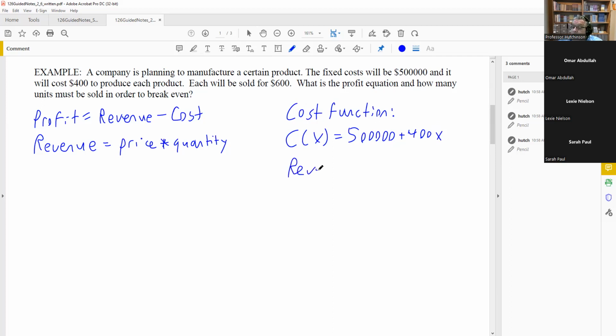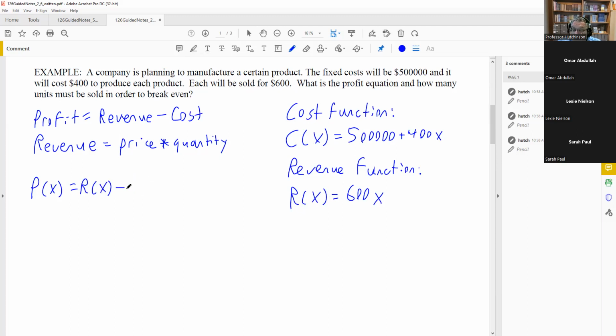Now, next thing we have to find is the revenue function. Okay, so the revenue function, okay, revenue is equal to price times quantity. Now the price is how much it's sold for. That's going to be $600. And then we're using X for the quantity. That's the number of units that we're selling. So now I have my cost equation. I have a revenue equation. I'm now ready to do the profit is equal to the revenue minus the cost.